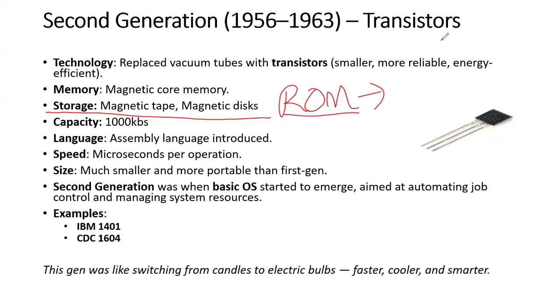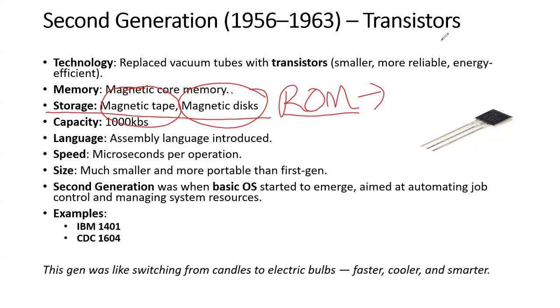With the punch cards, random access is not possible. With the magnetic disks, random access is possible. Even with the magnetic tapes, random access is not possible. But magnetic disks are even more advanced compared to the punch cards and the magnetic tapes.